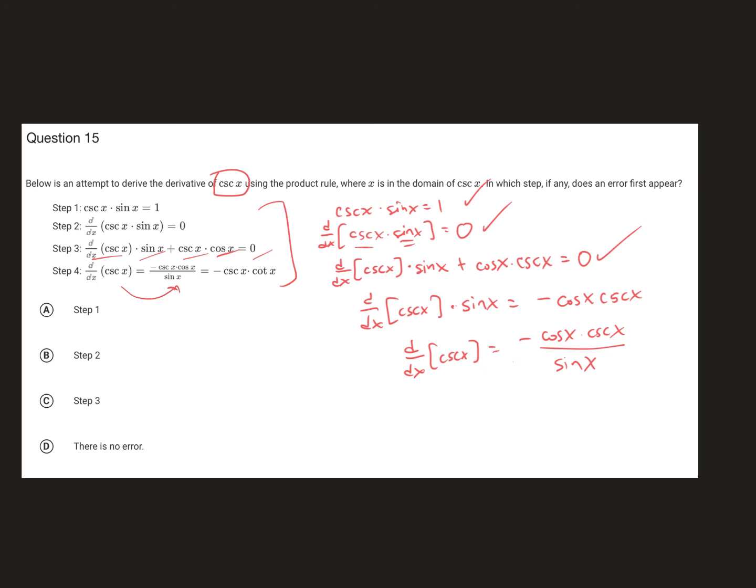And then the step that goes for the rest of it, if I were to rewrite this fraction as negative cosine x over sine x times cosecant x over 1, that's the same thing as negative cotangent x times cosecant x, which is this step. So essentially in this proof, there is no error.